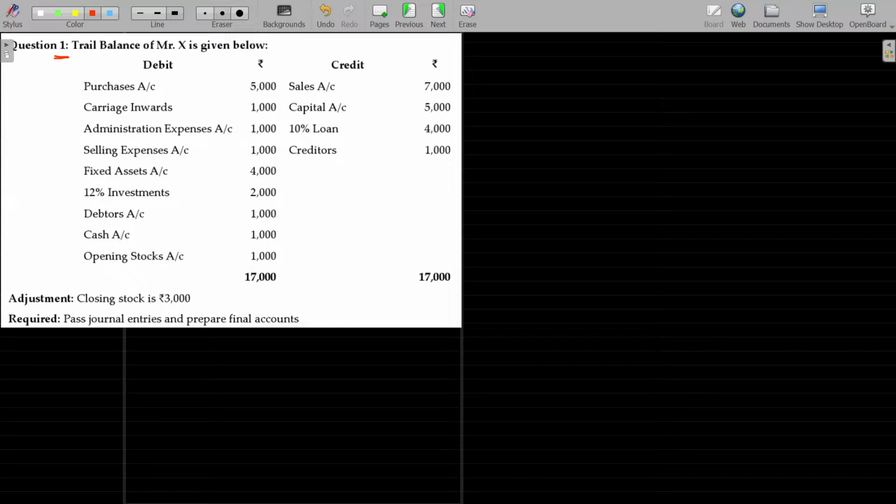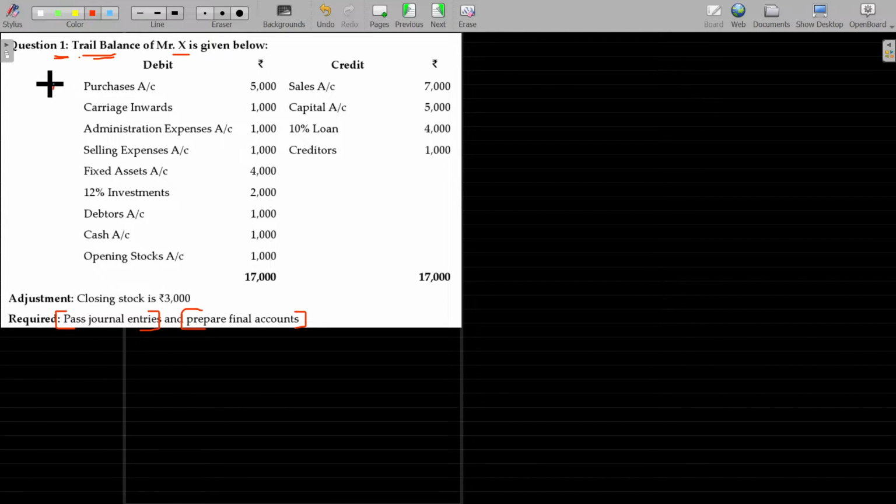This is question number 1. From the trial balance of Mr. X given below, we have to prepare the final accounts. It is not just preparing the final accounts. Better you pass the journal entries and then prepare the final accounts. Passing the journal entry is nothing but a transfer entry. You have to finish up the transfer entries. Transfer entries are otherwise named as closing entries.